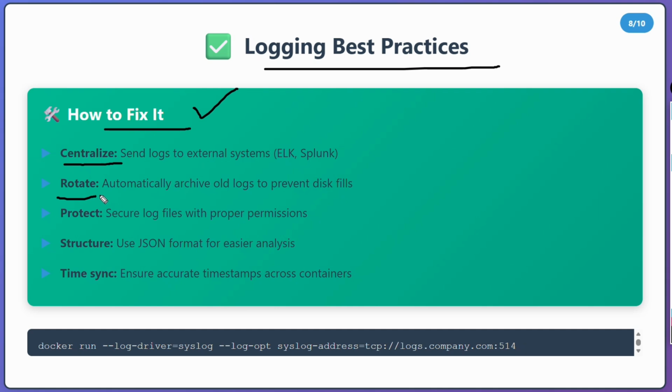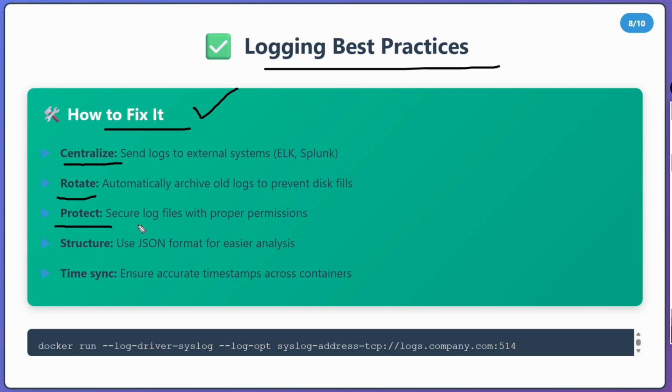And we need to rotate. That means we automatically archive old logs to prevent the disk from filling. By using log rotation tools, old logs can be deleted after a certain limit is reached. By this, we can keep the system up to date, and logs will be available for further investigation.